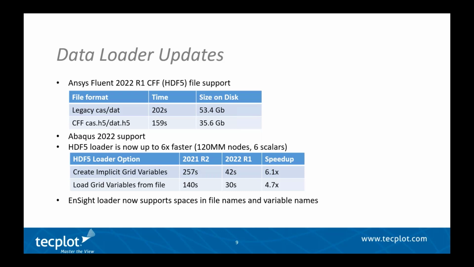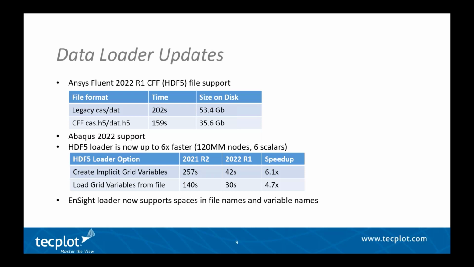Well, this generic one is designed for loading structured data sets. And with this generic HDF5 loader, we've made it about 6 times faster. So with a comparison test of a data set that we received from a customer with 120 million nodes and 6 scalars, one of the options in the loader is to create implicit grid variables if grid variables are not defined in the file.